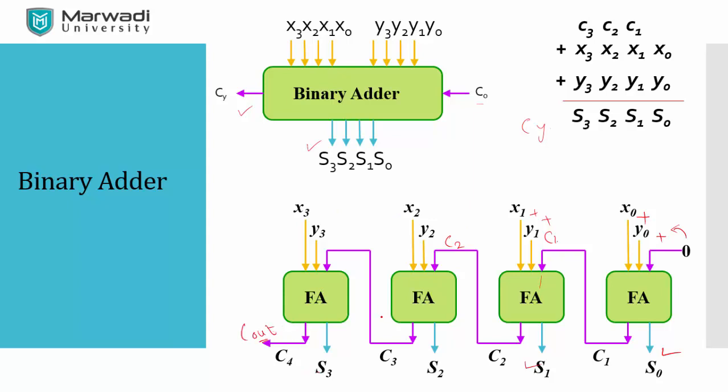The reason we never use this binary adder is this propagation delay. That means till the last carry comes, we need to wait. Each block needs to wait for the previous carry. That means this block waits to get this previous carry, again this previous carry, and finally we'll get the output. So there is always a propagation delay to get the output.